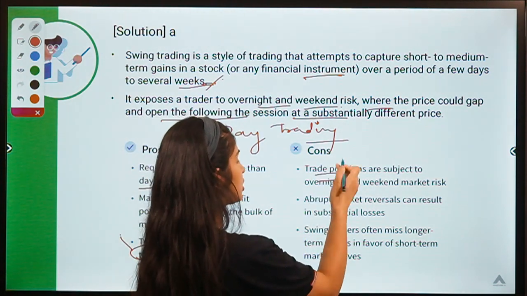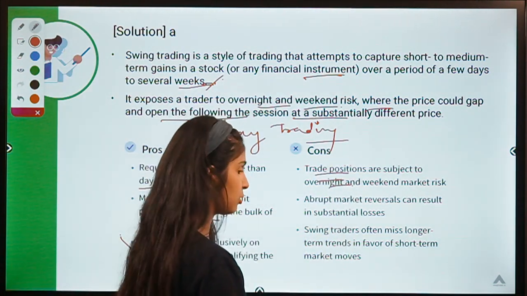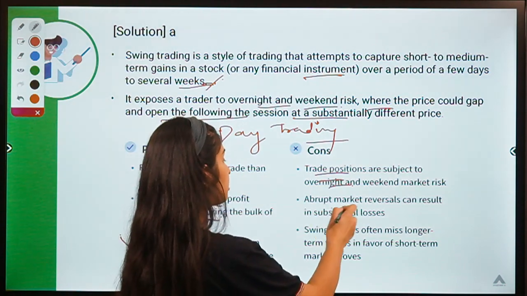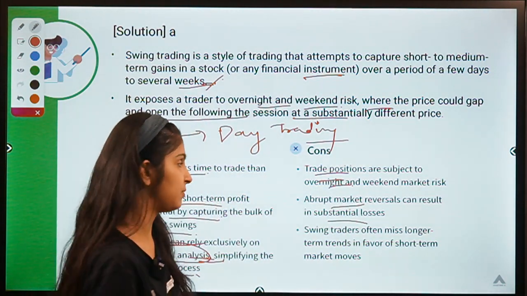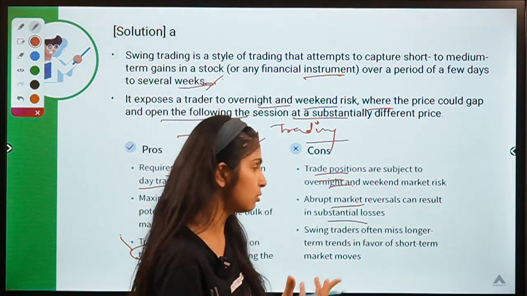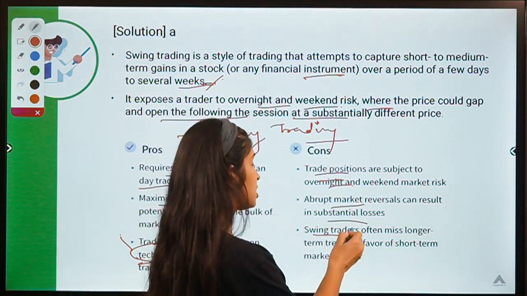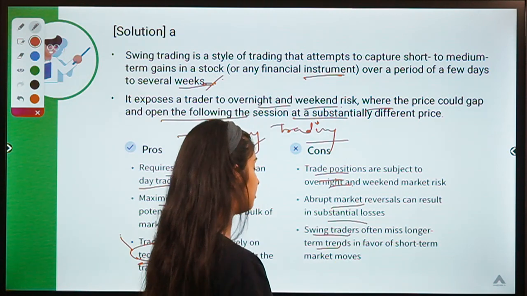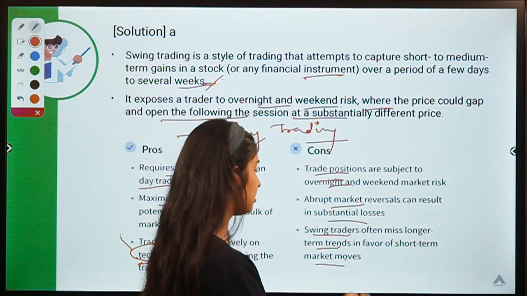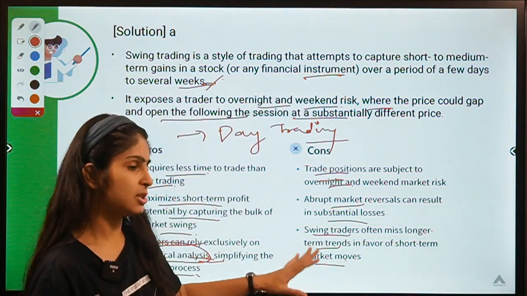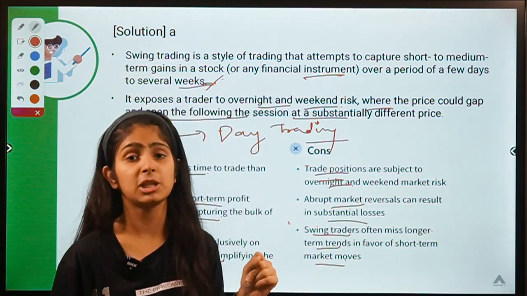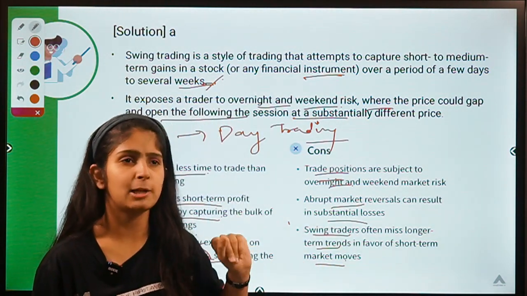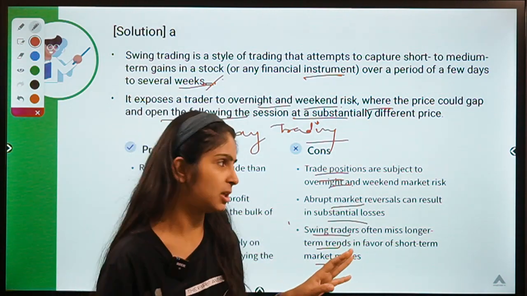Cons: trade positions are subject to risk, obviously, because there is a time period. Abrupt market reversals can result in substantial losses, right? If the expectations of the trader don't come true, the trader suffers losses. Swing traders often miss longer-term trends in favor of short-term market moves, right? So to make a quick gain or quick money, sometimes they are not able to look at the brighter side, the good parts of long-term investing.